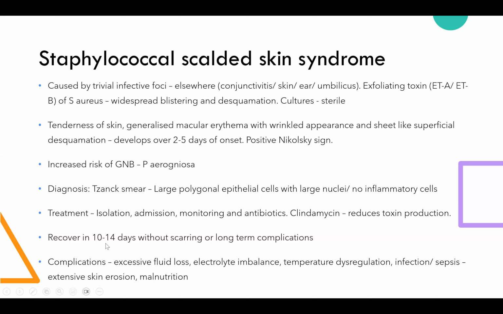Usually, it recovers in 10 to 14 days without scarring or long-term complications. This absence of scarring is an important differentiator as compared to TEN or other diseases which involve the epidermodermal junction. However, the complications are excessive fluid losses, electrolyte imbalance, temperature dysregulation, infection or sepsis, and malnutrition due to loss of nutrients.